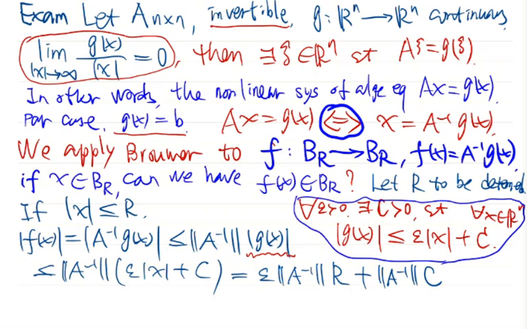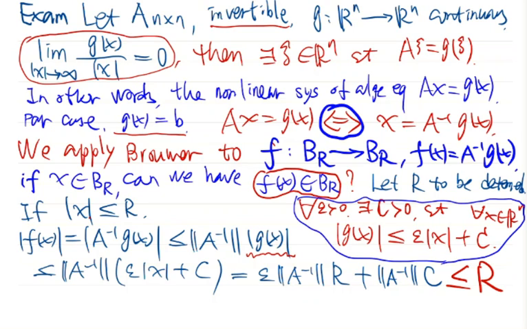Now the right hand side has no x appearing on it. We want f(x) to lie in the ball of radius R. So if the right hand side is not greater than R, we have already proved that if the norm of x is not greater than R, then so is the norm of f(x), and f is really a map from B_R to itself, and our proof is complete.